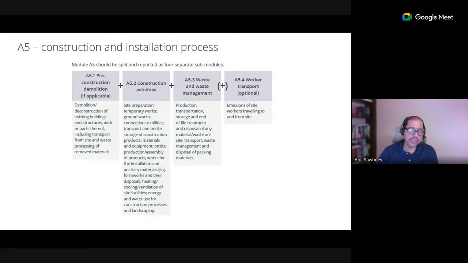Again, many projects do not go into this level of detail, where they look at every construction means and method, every process, every activity, and use that to do the calculations. You would basically also have an option, so that's why we call it optional. A5.4 is your worker transport. So any emissions related to site workers traveling between where they are and the site would be included in A5.4. Okay.